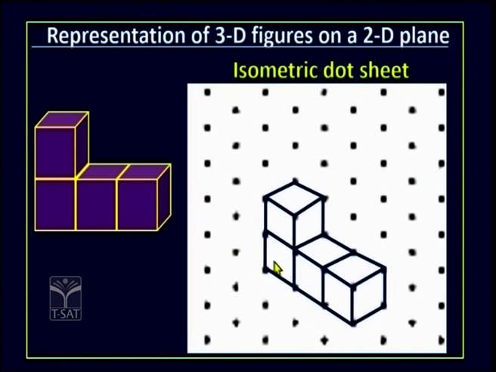You can observe here 3 cubes are there at the bottom and 1 cube is there on the top. So, a total of 4 cubes are there, children. Here also you can observe that there are 4 cubes. Like this we have to draw the given 3D shape on an isometric dot sheet.